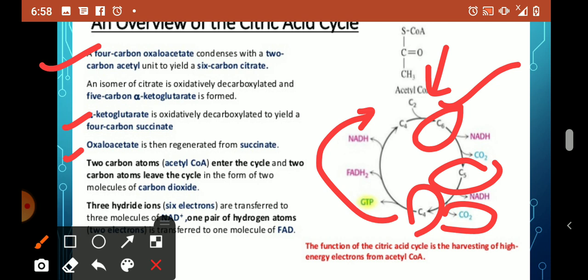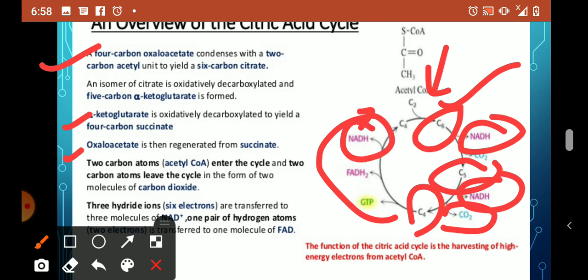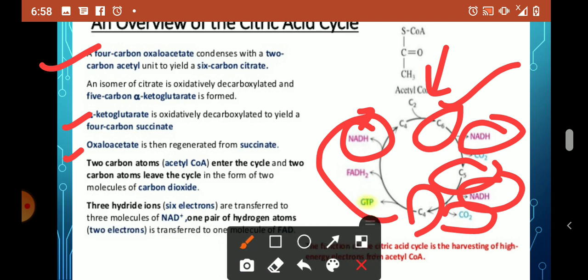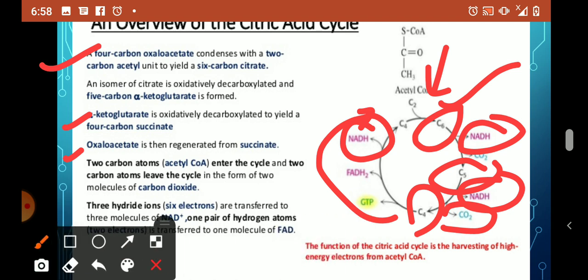So 3 hydride ions, like 6 electrons, are transferred to 3 molecules of NAD, one here, and one here, so we can get 3 of these, and 1 pair of hydrogen atoms, two electrons, is transferred to one molecule of FAD, so that will become FADH2.